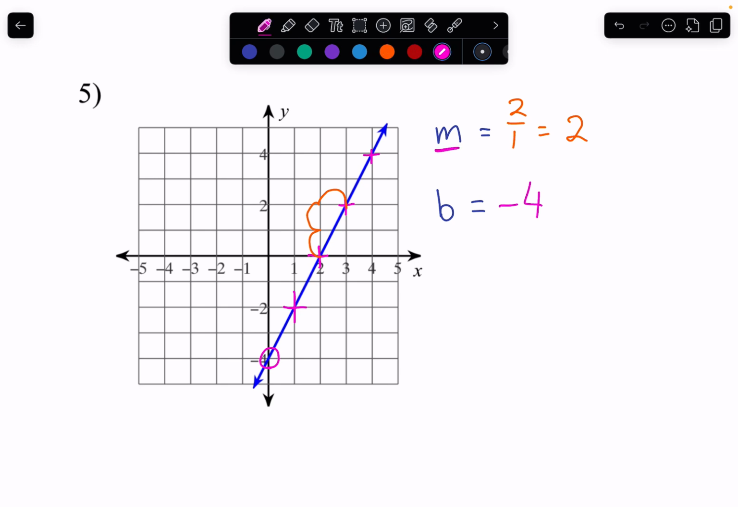And once we have those two pieces of information, once we know that the slope is 2 over 1, or just 2, and the y-intercept is -4, we can write our equation, right? We're going to do that just by pattern matching. We know that slope-intercept form is y equals mx plus b, and we're just going to match the pattern. So y is just y, equal sign, bring that right down. M stands for the slope, and we said the slope is 2, so bring that down there. X is just x. And then we have plus b.